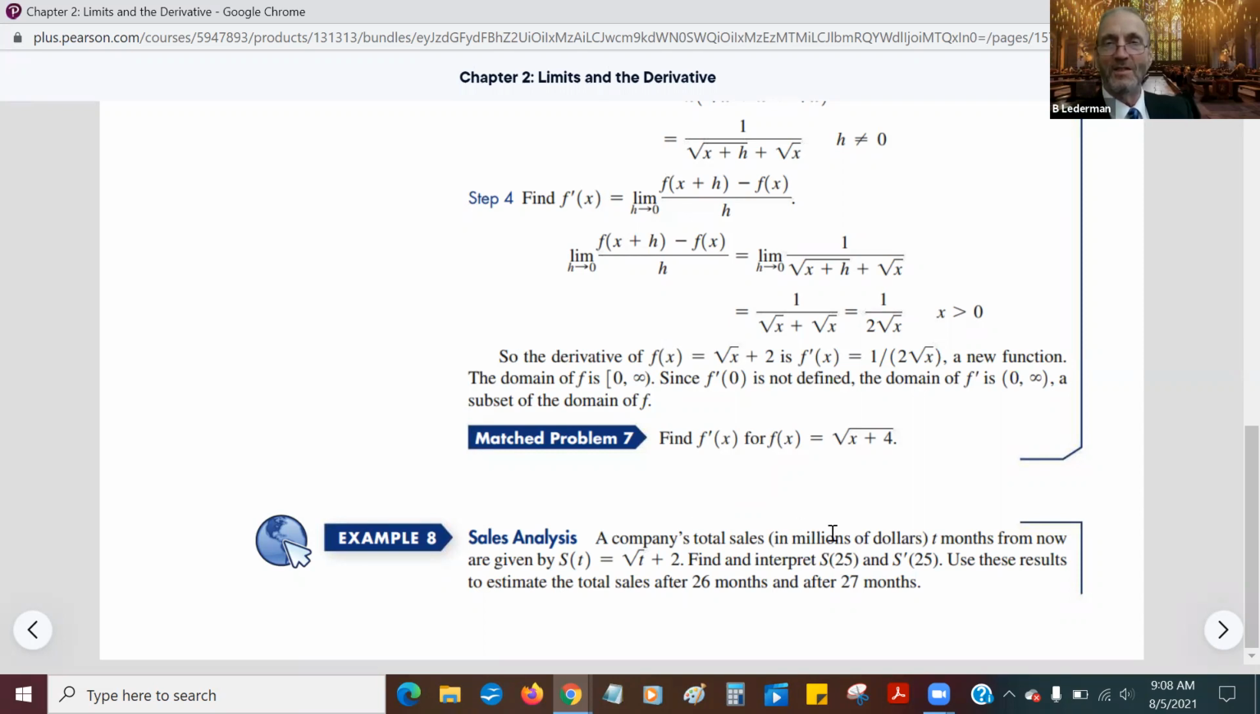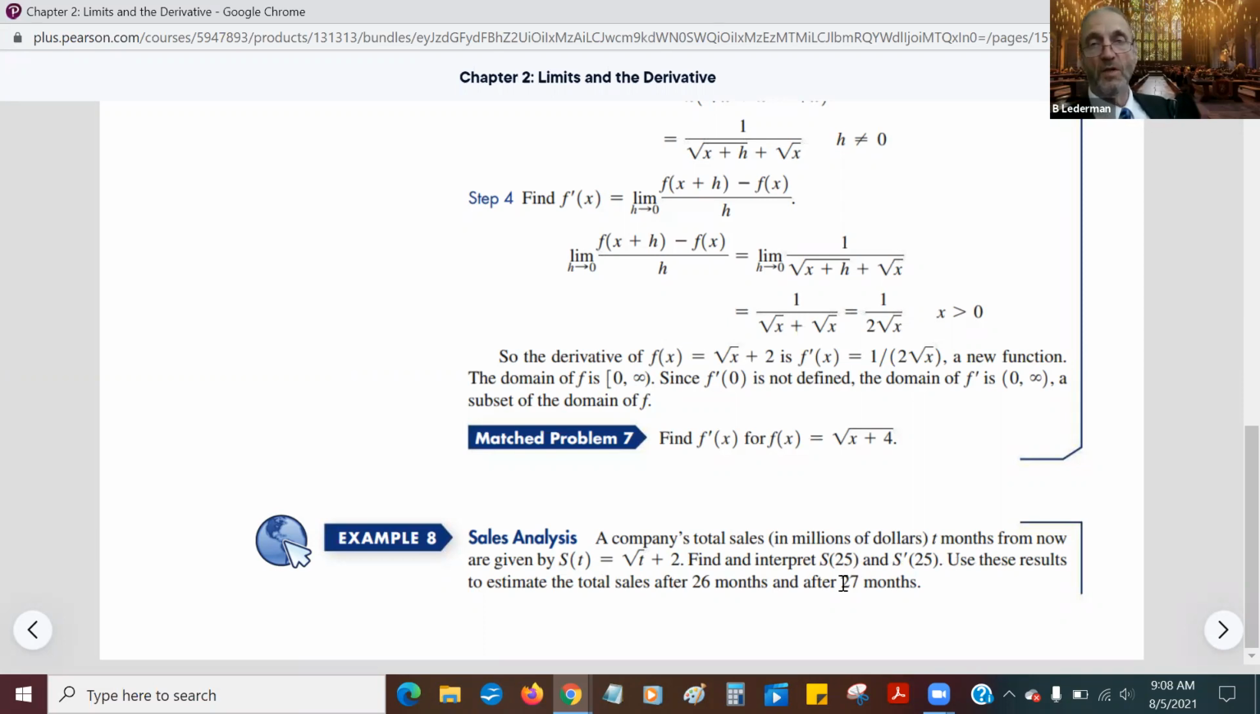A company's total sales in millions of dollars, t months from now, where right now is time 0, is given by the formula S of t equals the square root of t plus 2. How do they figure out this formula? That's a whole field of math, and it pays very well, by the way. Find and interpret S of 25 and S prime of 25.